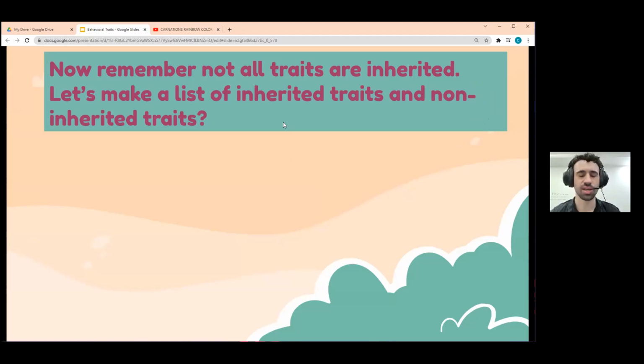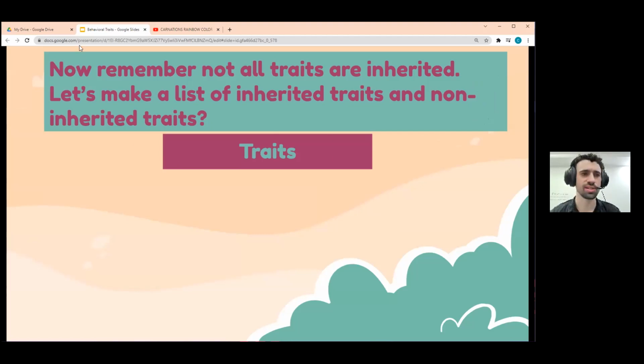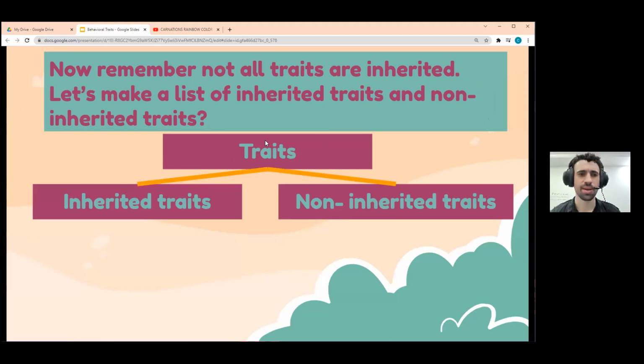Okay. So we have traits. Now, traits can be physical or behavioral. Okay. And they can also be inherited traits and non-inherited traits. Inherited traits come from where? Sophia, where do inherited traits come from? It comes from our parents.